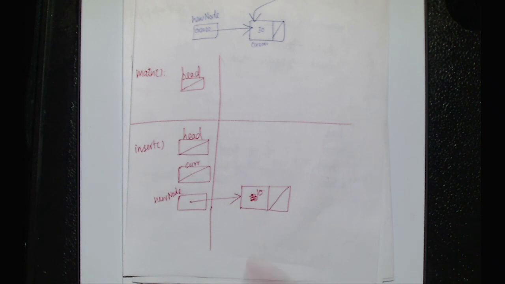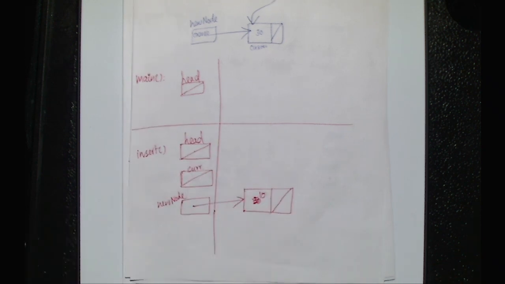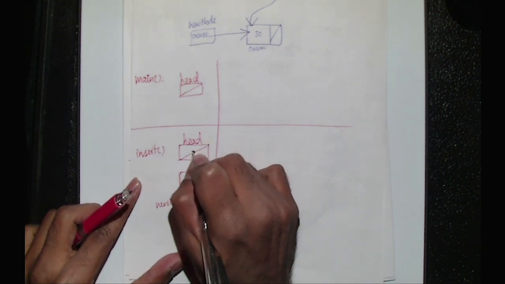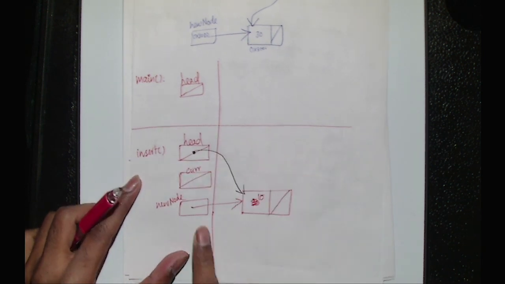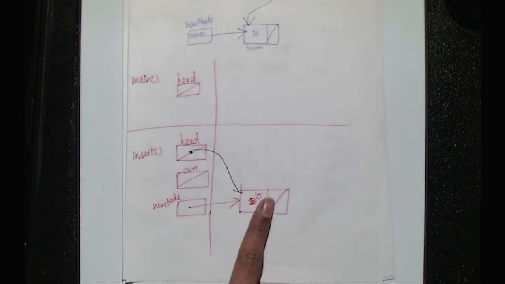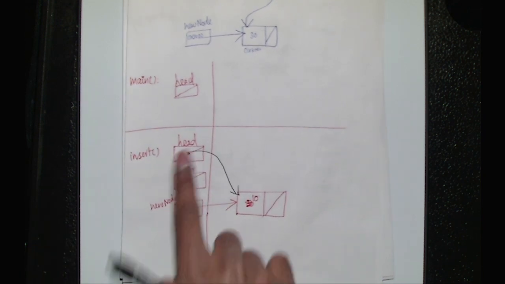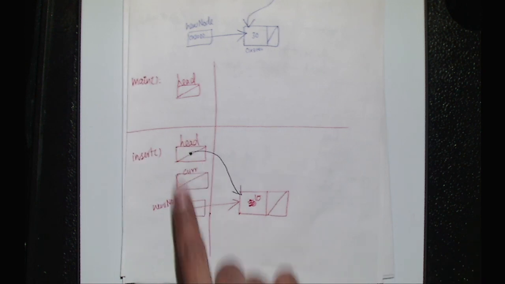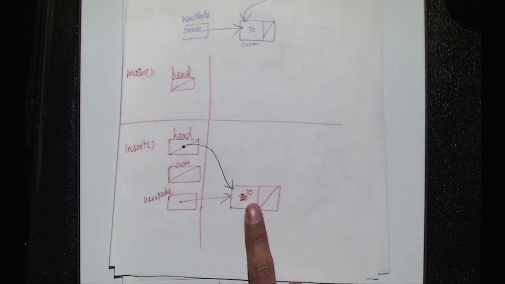Now, if we make head point to the first node inside insert, now head is going to be pointing to here, the same place where new node is pointing to, okay. Two pointers can point to the same region of memory on the heap. It's not a problem at all, okay. Two pointers are pointing to the same region of memory. But let's see, okay.